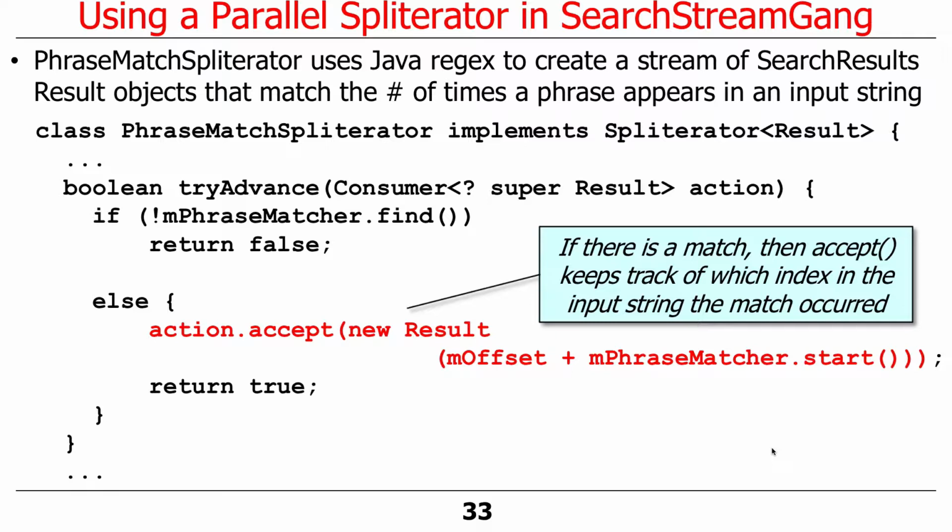Okay, try advance gets called sequentially. So when you've reached a point where you're not going to split up the input any further, then try advance is called in order to be able to consume it.